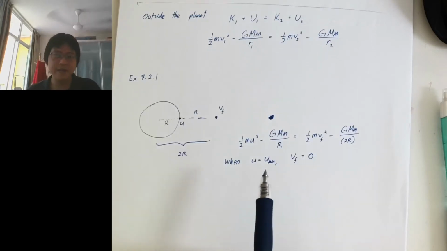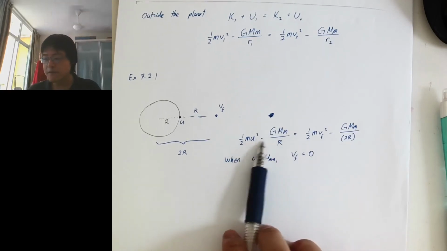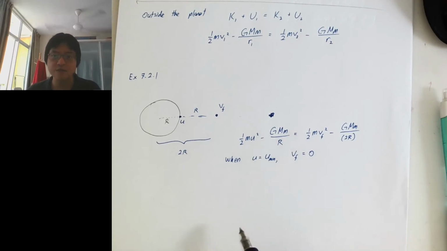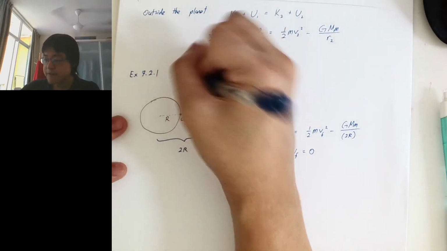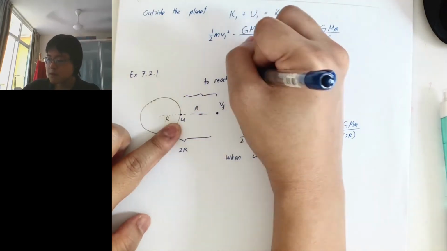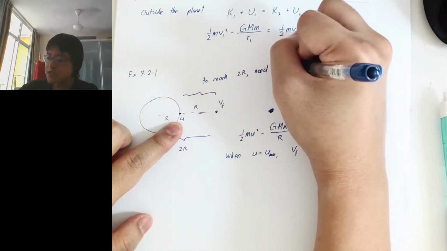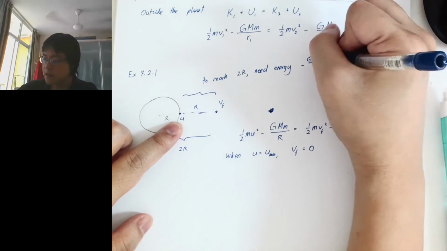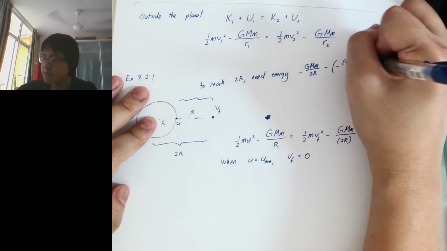I can explain again. What is the minimum u to reach the distance of 2r? u can be as large as you want, then you can easily reach 2r, and you have some extra kinetic energy. So I want to find the minimum u in order to reach 2r. That means I need kinetic energy to reach the height of 2r. How much energy do I need? I need the difference of the potential energy: GMm over 2r minus GMm over r.